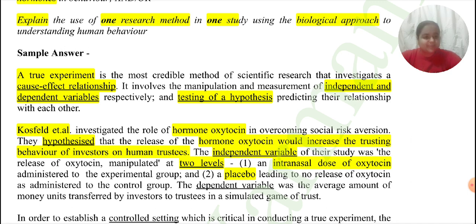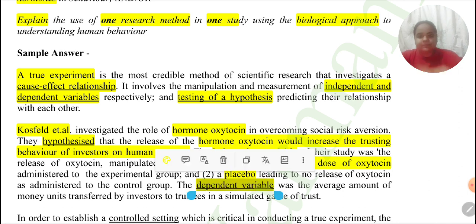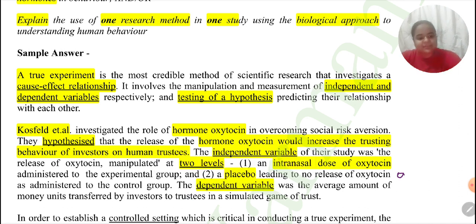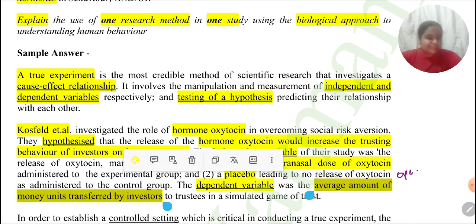In the same way, the dependent variable I am presenting in operational terms. Operationalization is very important. Avoid presenting the dependent variable in general terms. So how do we operationalize the dependent variable? We mention how it was measured and quantified. So in this study, it was measured and quantified as the average amount of money units transferred by the investor to the trustee in the simulated game. So I have very clearly specified that.